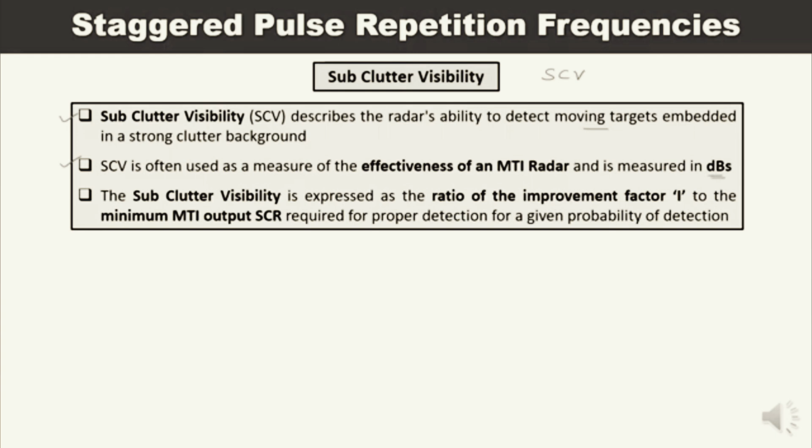And the subclutter visibility is nothing but the ratio of improvement factor, denoted by I, to the MTI output SCR. SCR is signal to clutter ratio, which is required for the proper detection for a given probability. And this output SCR must be minimum. So the subclutter visibility, mathematically it can be written as I upon SCR at the output.